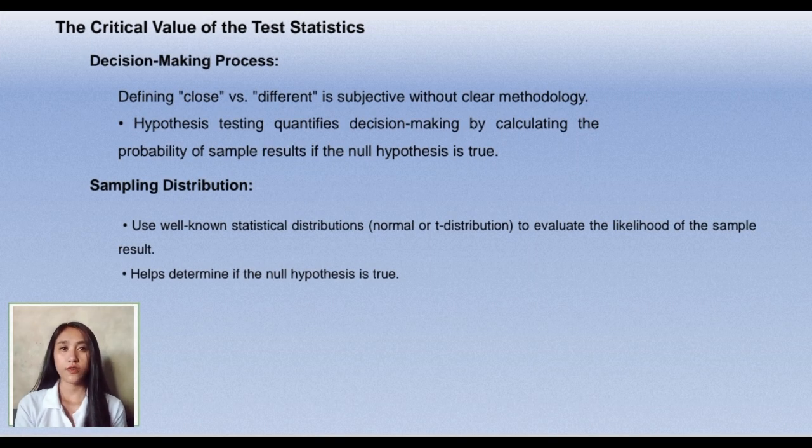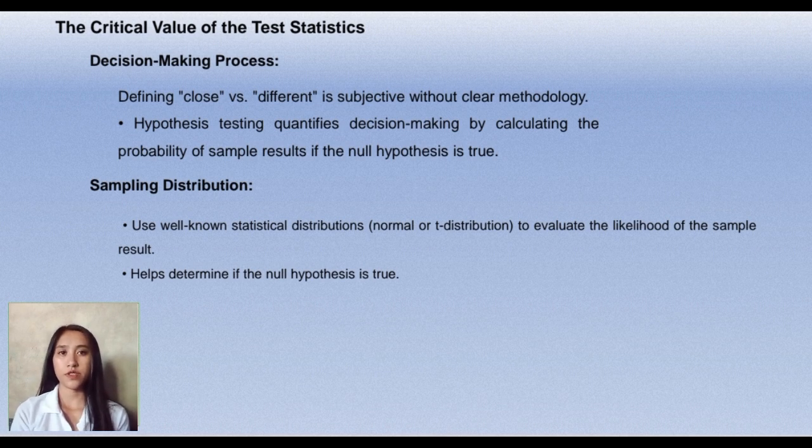So how do we decide, or how do we know what counts as close or different? Hypothesis testing helps by using math to figure out how likely your sample results are if the original idea is true, or if it's not. Now, in deciding, we will be using distributions. To do this, we use known mathematical models like normal or t-distributions, which I think are very familiar already since they were tackled in the last chapter. And this helps us decide if the sample result is usual or unusual.